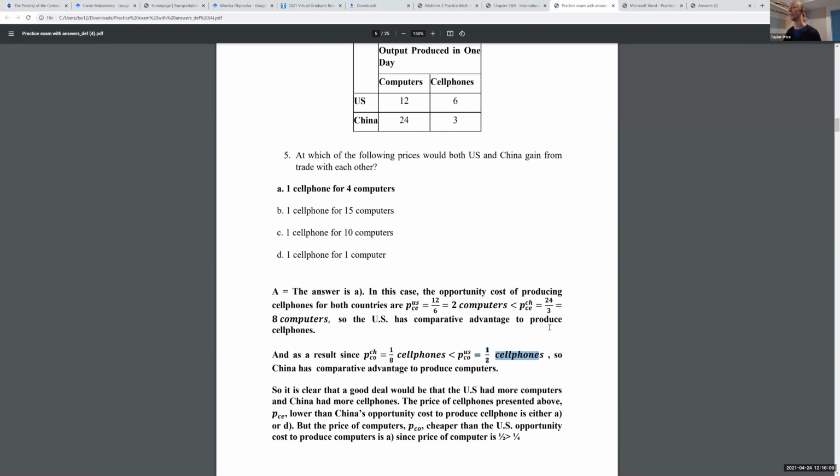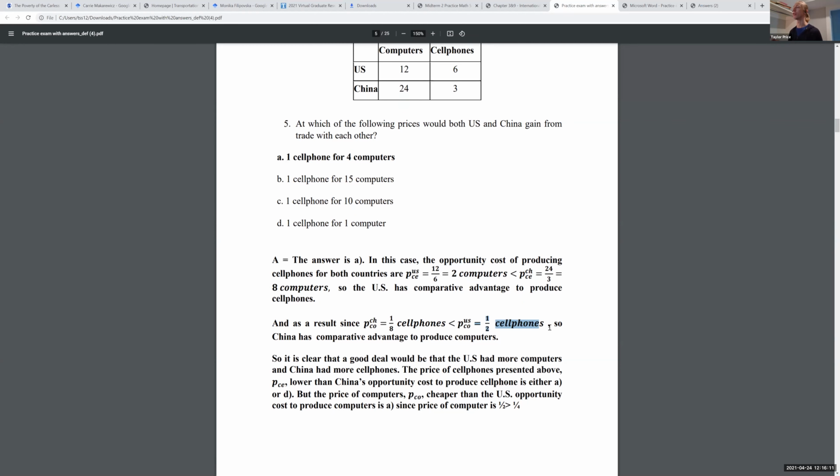Now we need to determine the terms of trade. We're given a couple options here, and we basically just have to see if those options are between the terms of trade that are possible. They're saying it's a good deal if the US has more computers and China has more cell phones. That's the idea that both countries are going to be better off when they're trading. Because of that, we know that the relationship has to be somewhat advantageous.